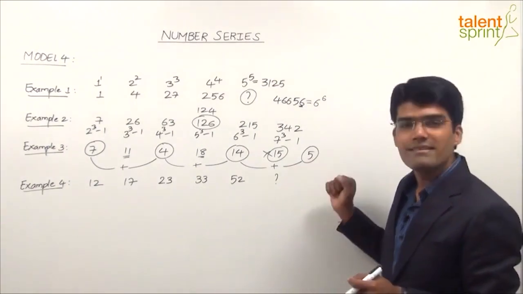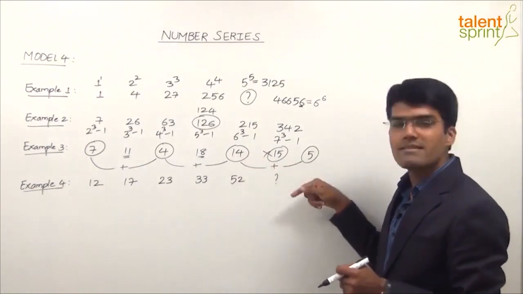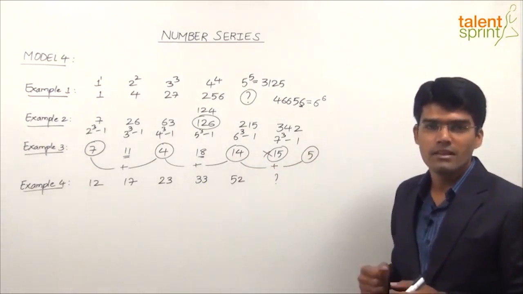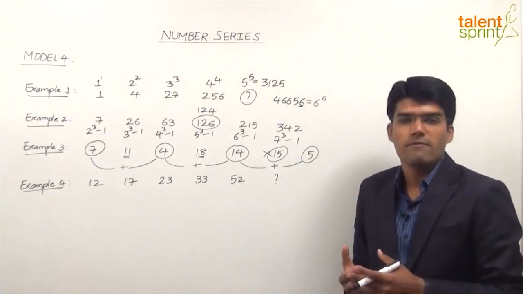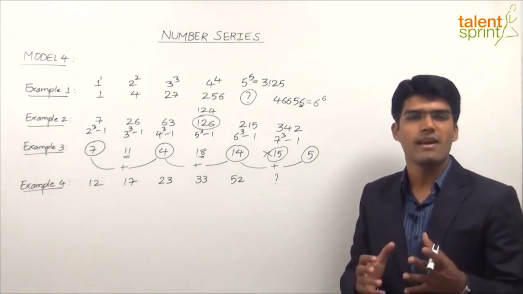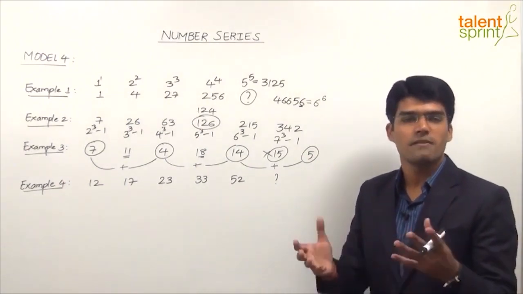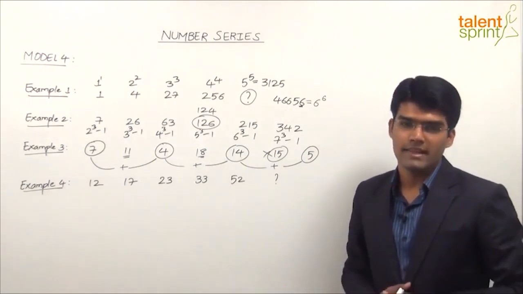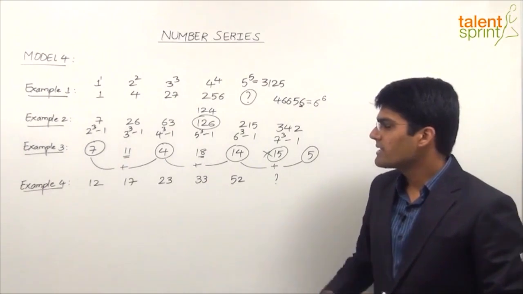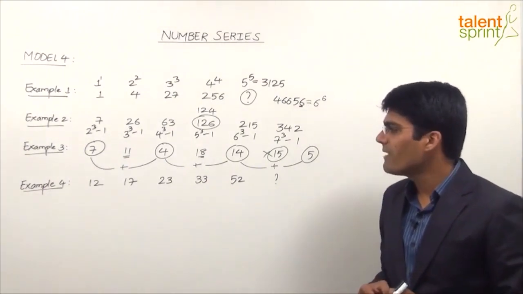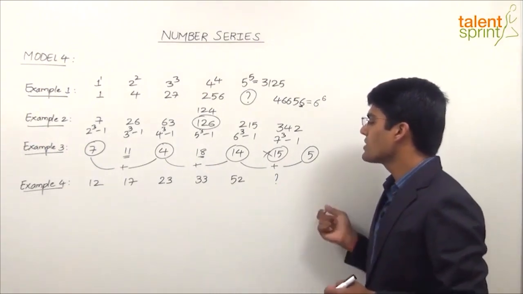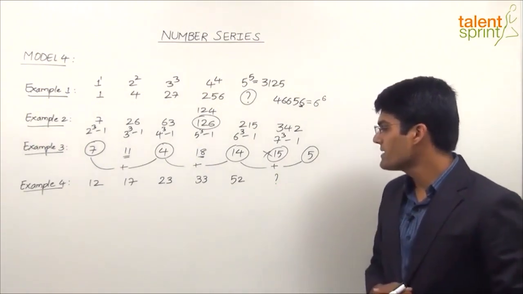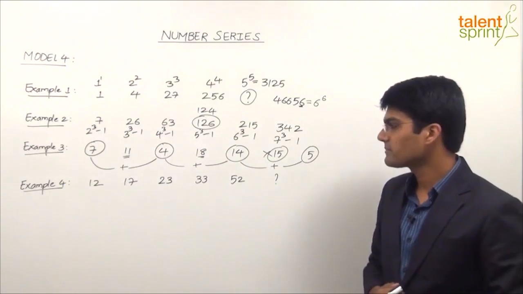So that's like a puzzle series where the pattern is really different from what we have been observing so far in the previous cases. But that's how it is. We have no method to get the direct answer. We only have to go for trial and error and check if we can get the right answer in 30 seconds or not. Let us now look at the last example here, that is 12, 17, 23, 33, 52, question mark. We need to find out what comes in place of this question mark.